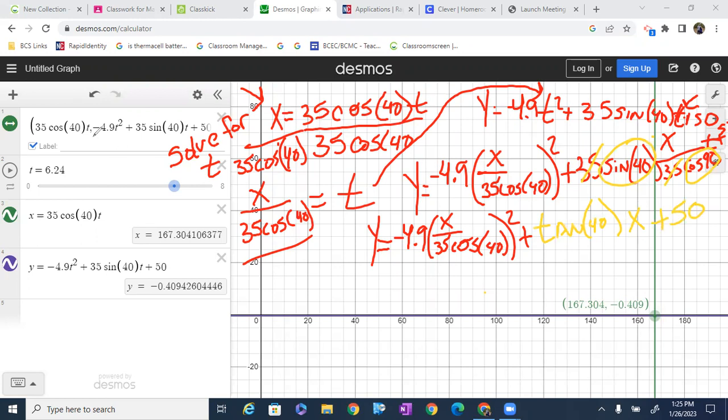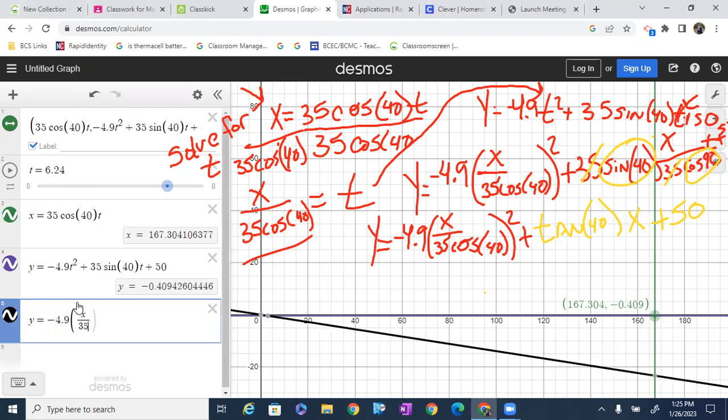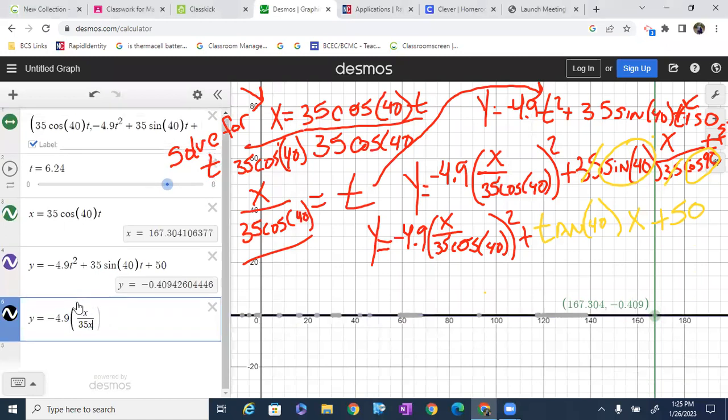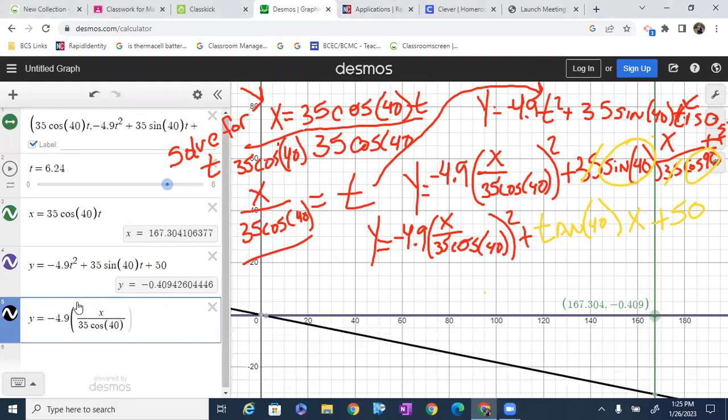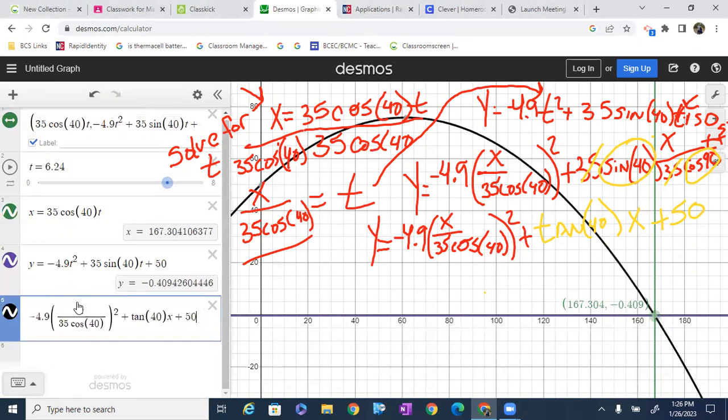So let's go and type that in real quick. Okay, so I'm going to come over here and type it in. y equals negative 4.9. Put in that fraction, x over 35 cosine of 40, and then I'm going to square it, plus tangent of 40 with an x. And then I'm going to put plus 50 on there. Okay. We can see all of that stuff, and you can see actually the graph works out.